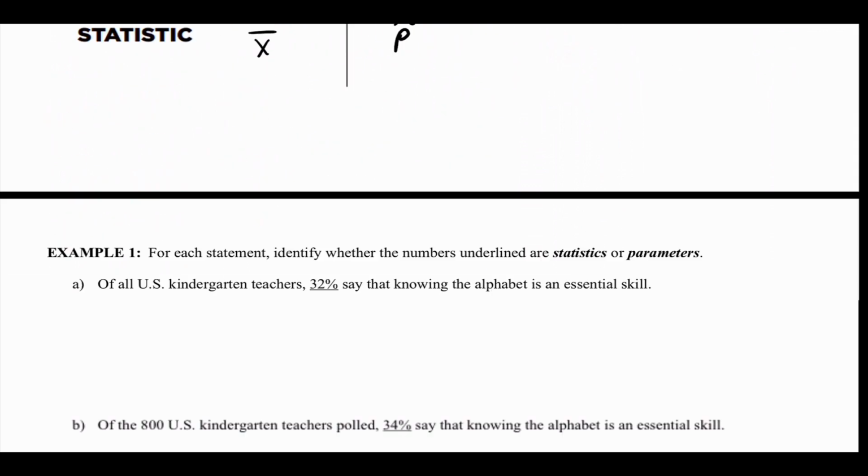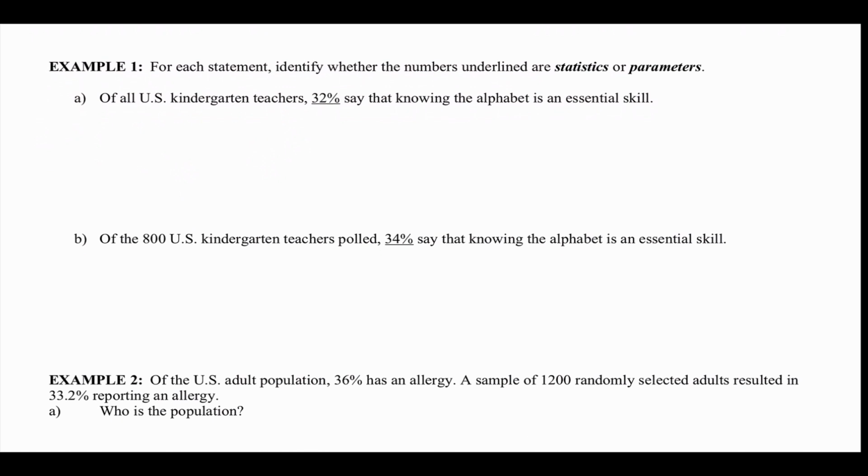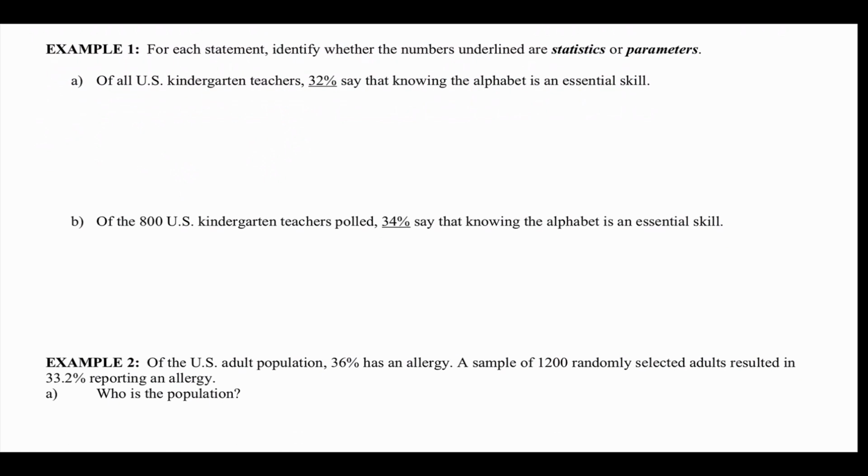Okay, so turn it over. Let's do some practice. Example number one: for each statement, identify whether the numbers underlined are a statistic or a parameter. Letter A: of all U.S. kindergarten teachers, 32% say that knowing the alphabet is an essential skill. That's what 32% of all kindergarten teachers say.